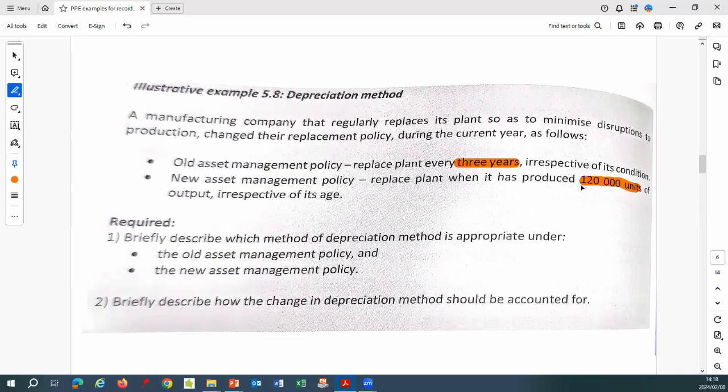Okay, so based on consumption or based on time. The required is to describe the method of depreciation. So the fact that we're using years versus production. And the second part is to describe how the change in depreciation would be accounted for.